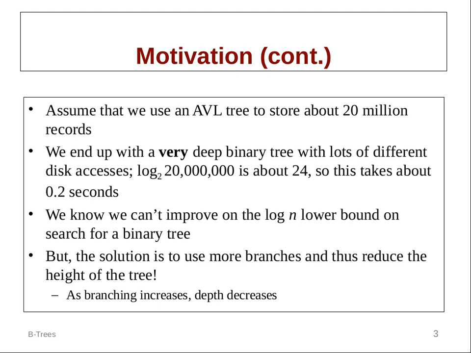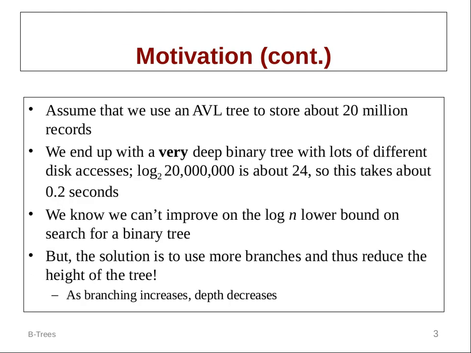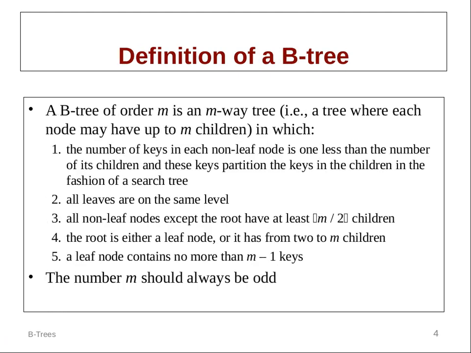So what we do instead is add more branches to reduce the height of the tree. We don't have the numbers here, but if it was log base 1,000, what would that be? About 3 instead of 24. So a significant jump. Everyone understand why we do B trees? Good.